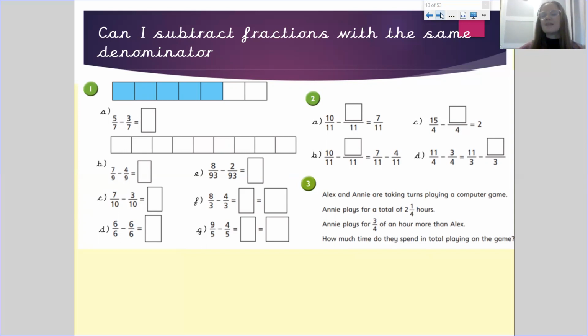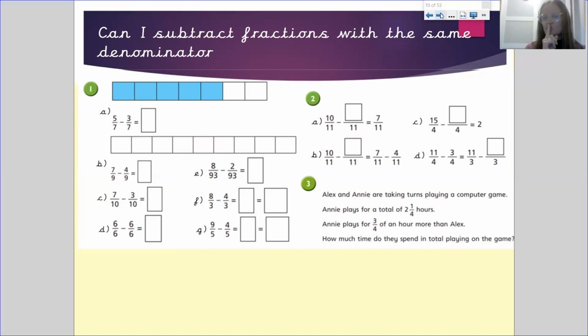Question 2 has numbers missing. So it says 10 over 11 minus something over 11 will give me 7 over 11. So what is missing? Question B is the same. Well, question B actually says 10 over 11 minus something over 11 is the same as 7 over 11 minus 4 over 11. So remember what I said about the numbers on either side of our equal sign having to be equal. Question C says 15 over 4 minus something over 4 gives me 2.